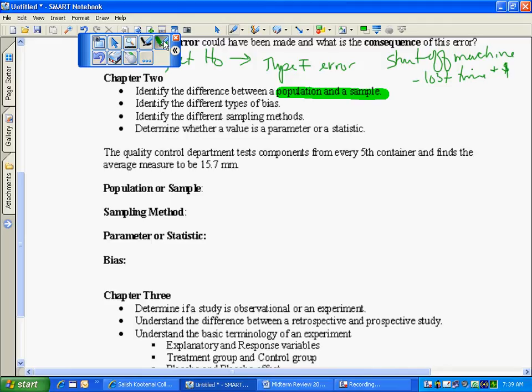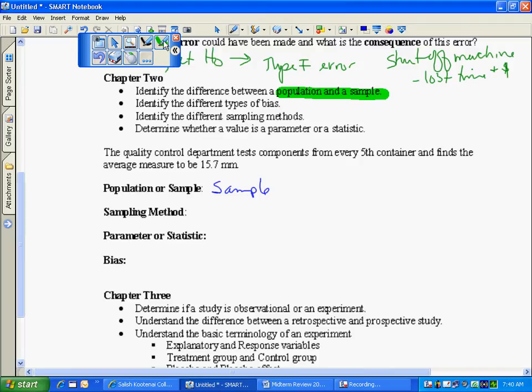So if you look at the first situation, quality control is testing these links, and they take every fifth container and find the average measure to be 15.7. So they're taking a sample. They did not look at the entire population. Again, the population is the group we're trying to make a decision about.